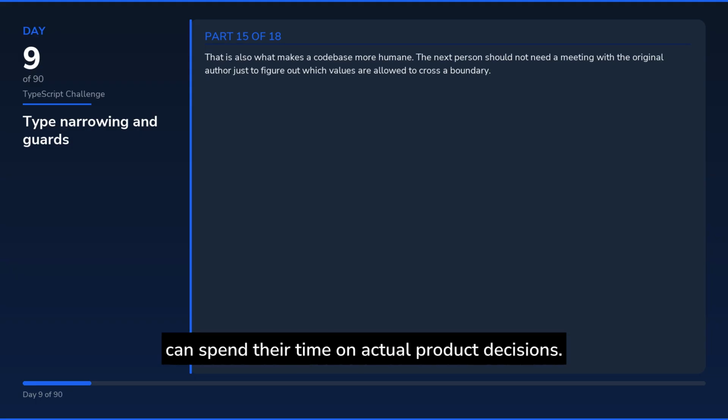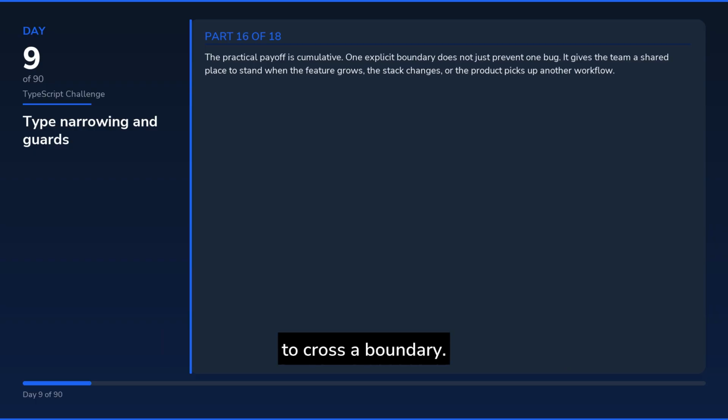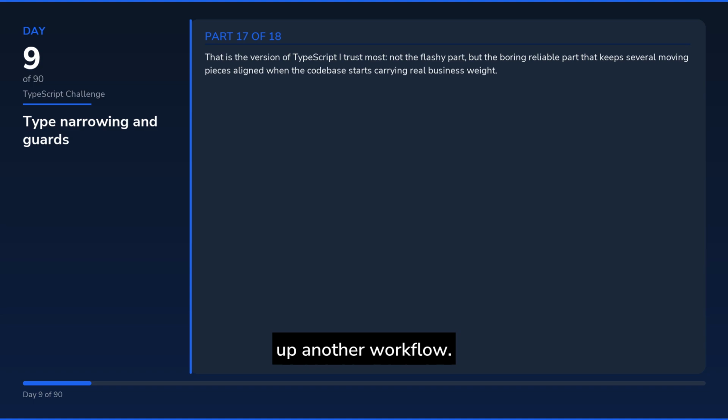That is also what makes a codebase more humane. The next person should not need a meeting with the original author just to figure out which values are allowed to cross a boundary. The practical payoff is cumulative. One explicit boundary does not just prevent one bug. It gives the team a shared place to stand when the feature grows, the stack changes, or the product picks up another workflow. That is the version of TypeScript I trust most, not the flashy part, but the boring reliable part that keeps several moving pieces aligned when the codebase starts carrying real business weight.